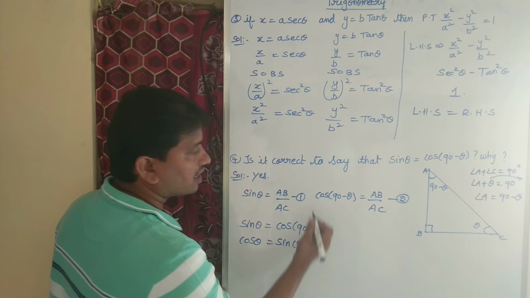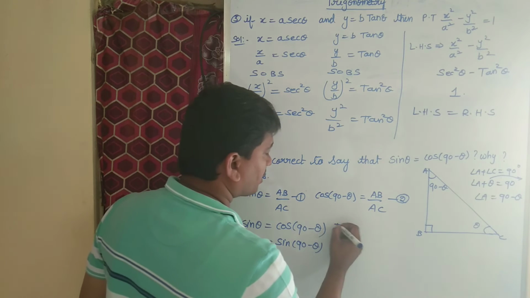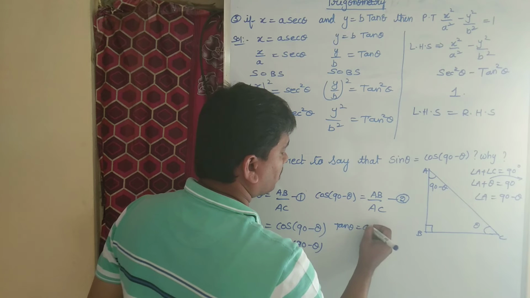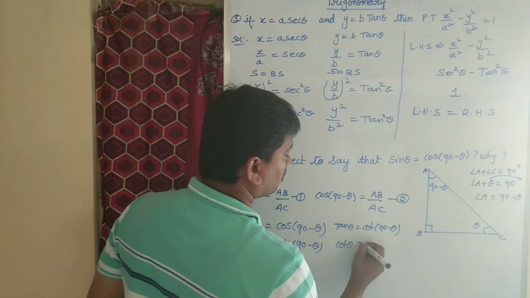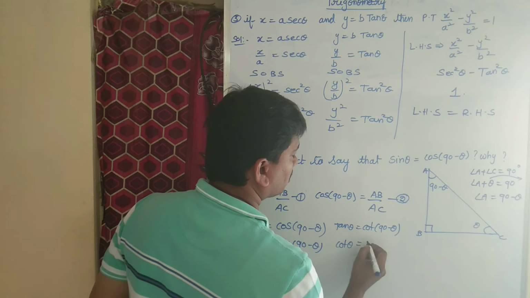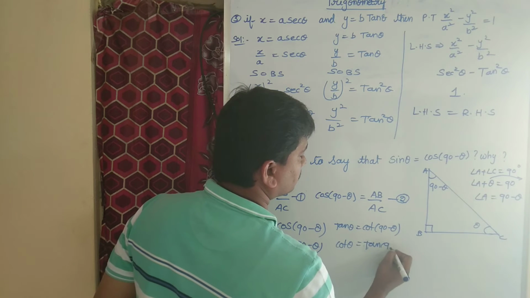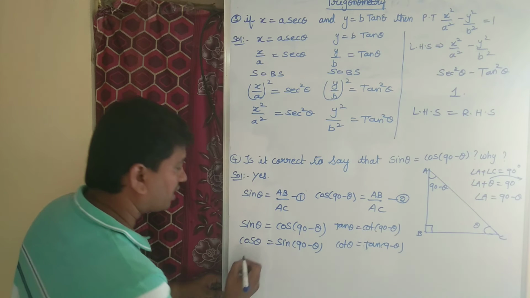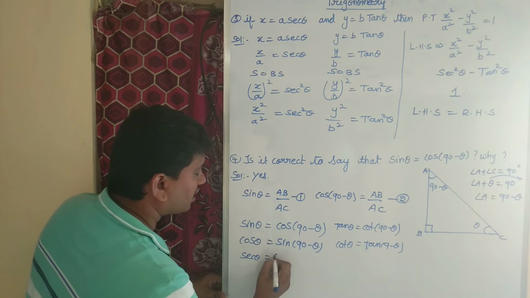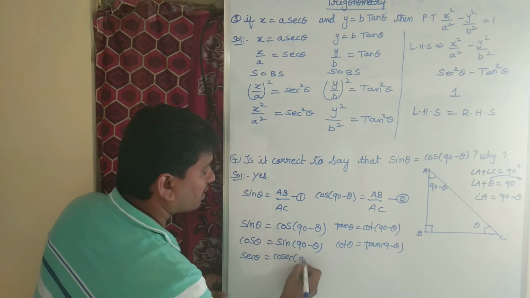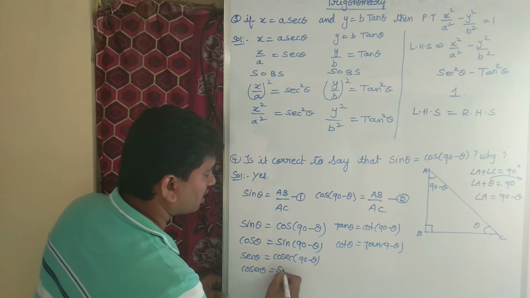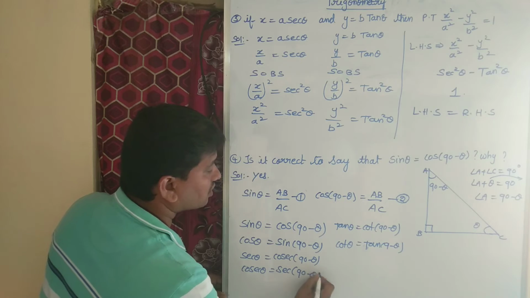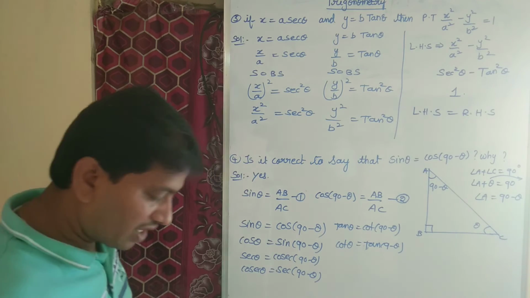In the same manner, what is tan theta? Tan theta is nothing but cot 90 minus theta. And what is cot theta? Cot theta is nothing but tan 90 minus theta. Right? What is sec theta? Sec theta is nothing but cosec 90 minus theta. What is cosec theta? Cosec theta is nothing but sec 90 minus theta. They may also ask the remaining ones also.